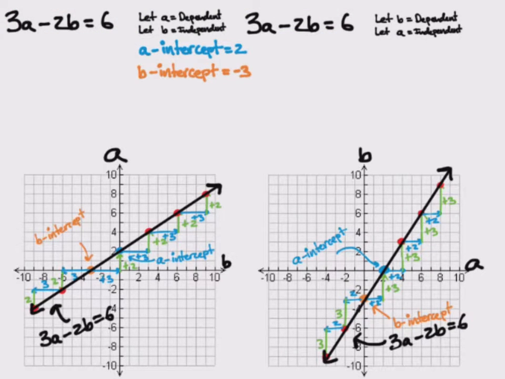And what I'd like to do is put both of these in slope-intercept form, one with a being the dependent variable, one with b being the dependent variable, just to show that our graphs absolutely are accurate.